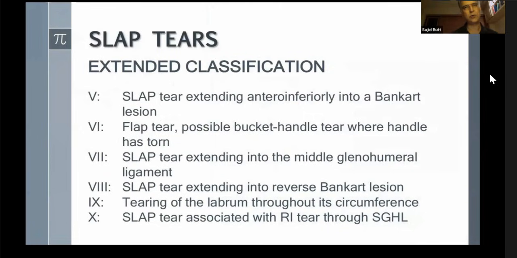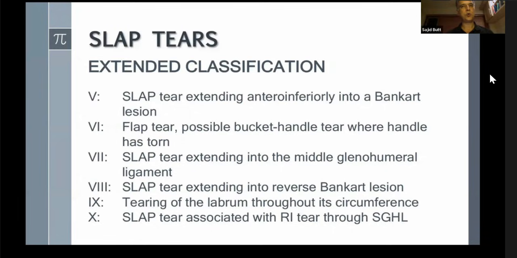Remember, type 1 is almost normal. Type 2 is the tear going into the biceps. 3 is a bucket handle, and 4 is a bucket handle with a larger tear going into the biceps. 5 to 10 are basic combinations of slap tear with the different types of Bankart lesions and the middle glenohumeral ligament tears and the universal tears. So don't worry about those.